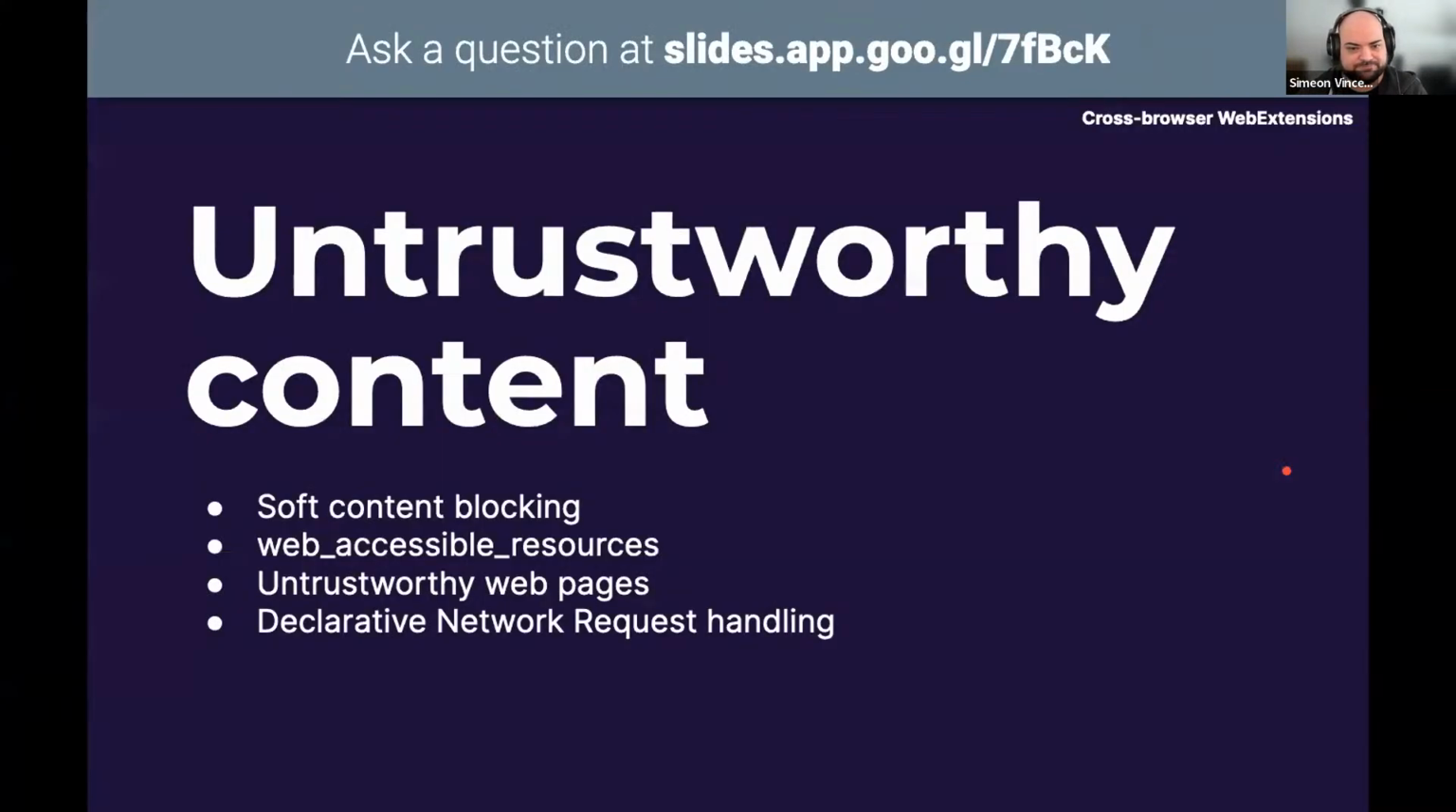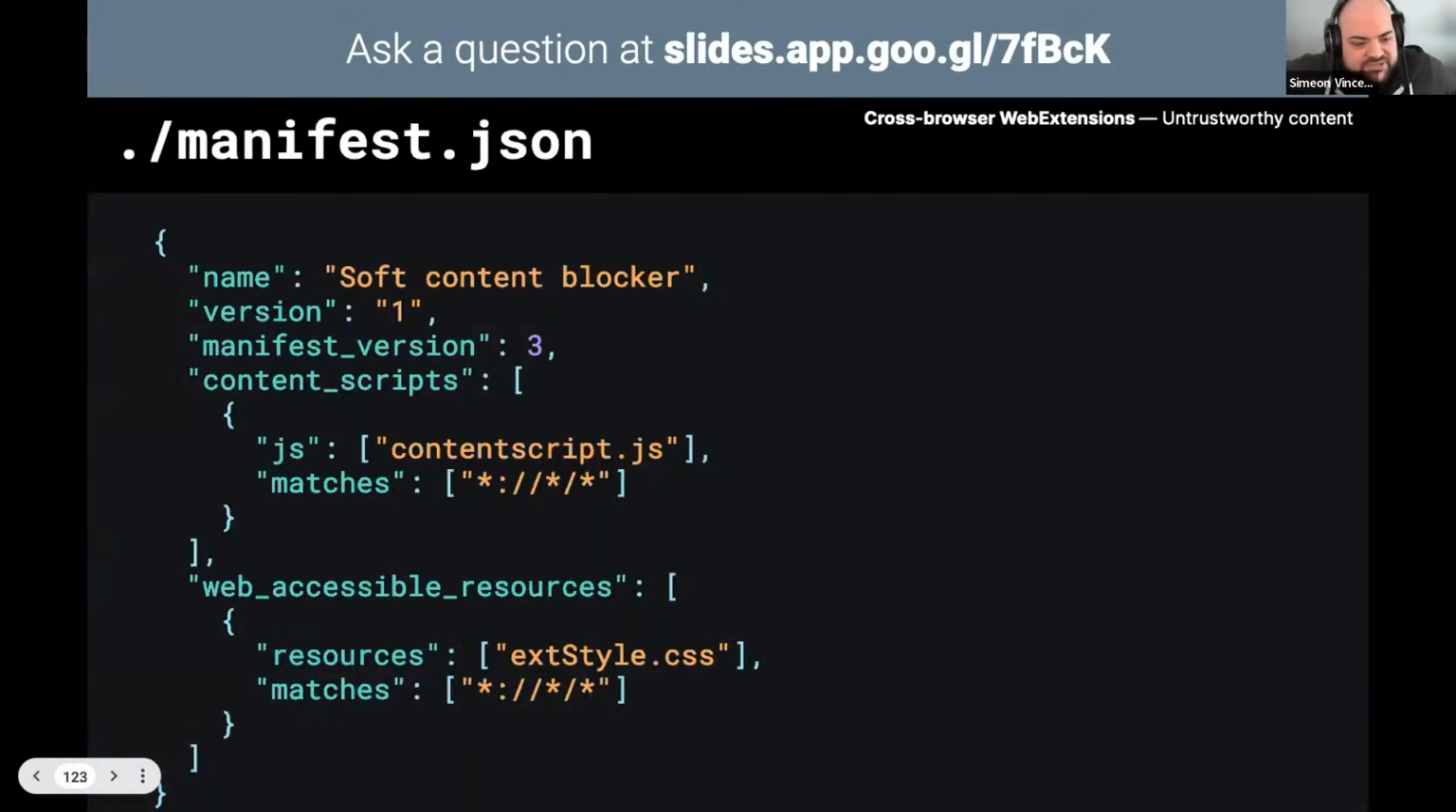Back to the presentation. Untrustworthy content. In this case, we're going to take a look at an extension that is going to perform some basic content blocking and interacting with web pages in a way that you might not normally. So as before, we have a content script that we're going to automatically inject into pages. And we have xstyles.css, which is a style sheet that we're going to inject into a page in order to hide content that we don't want to see.